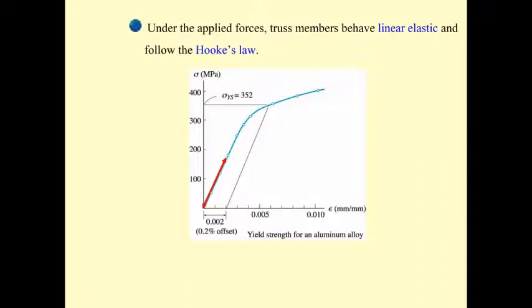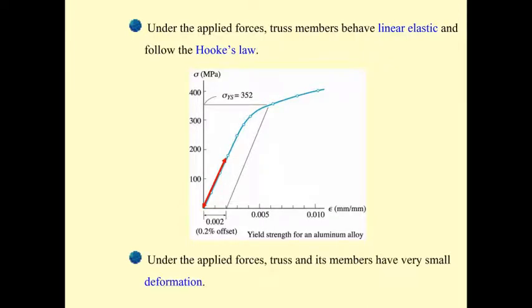This slide confirms what we're talking about, the assumption of linear elastic behavior of the truss member. The stress that occurs in the truss member will be less than the allowable stress. So it's going to be less than 352 divided by 2. Okay, and the last one, the deformation of the truss will be very small.